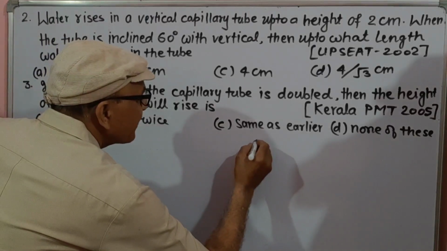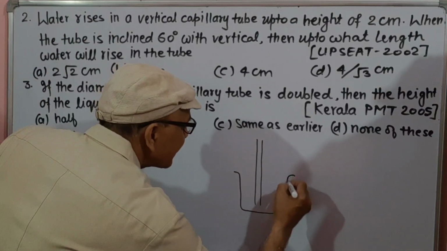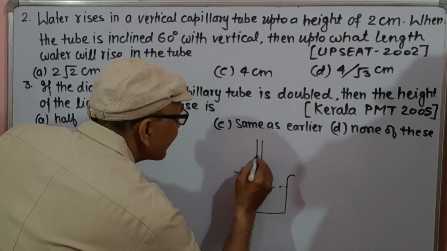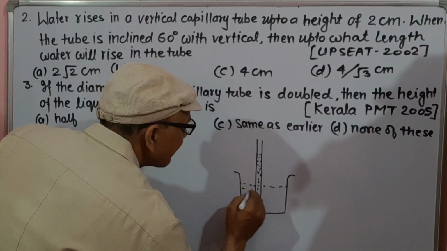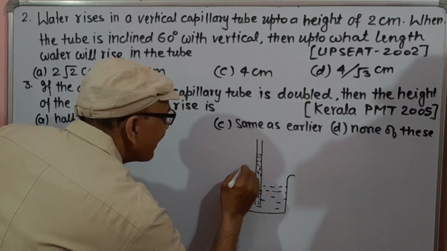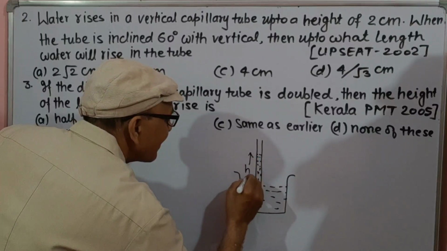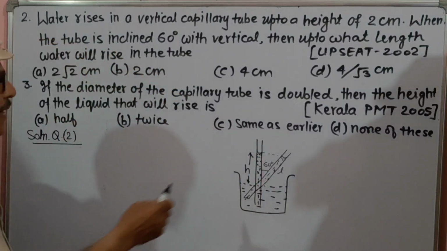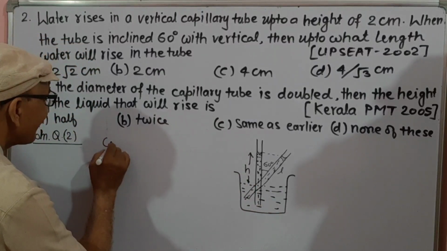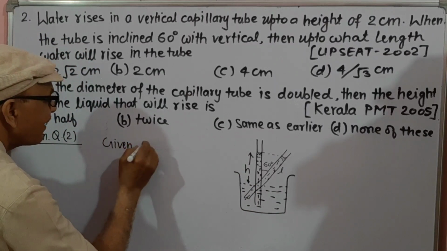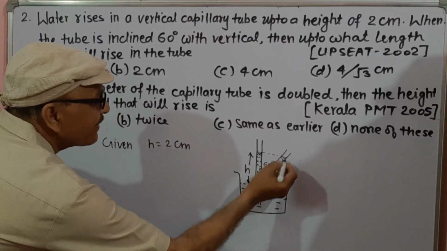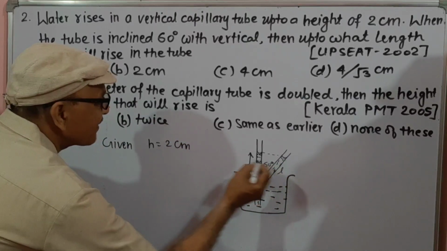Here according to question, when the capillary tube is placed vertical in the liquid, like this, then rise of liquid in the capillary is h. According to question, this height h is equal to 2 centimeter. We have to find this length L.